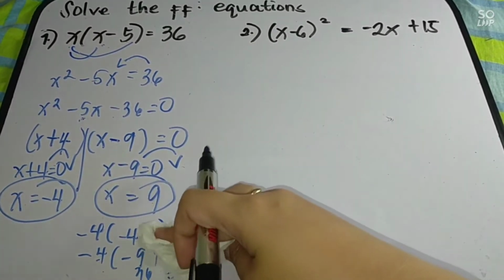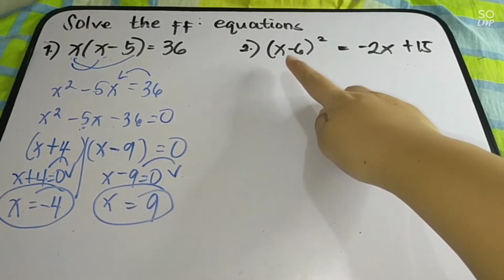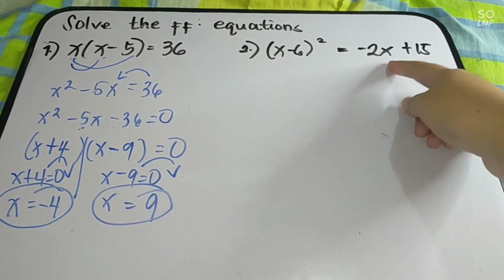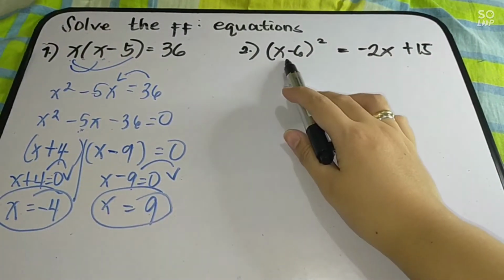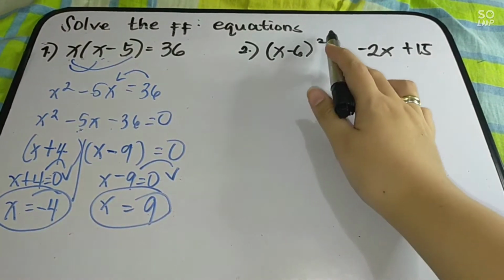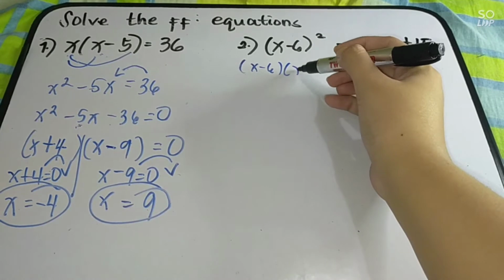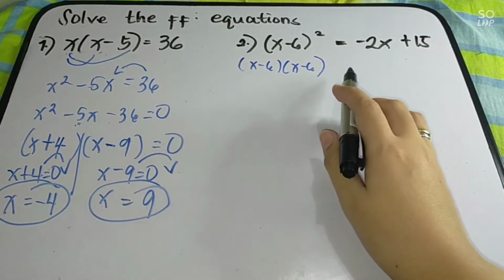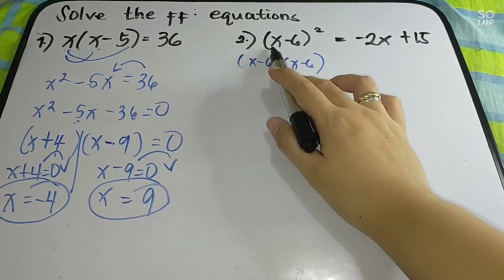Alright? Now, let us move on to number 2. The square of x minus 6 is equal to negative 2x plus 15. So, we are going to simplify this one. So, x minus 6 squared means we have x minus 6 times x minus 6. So, that's the meaning of that. So, let us go to the simplification. You just square this.